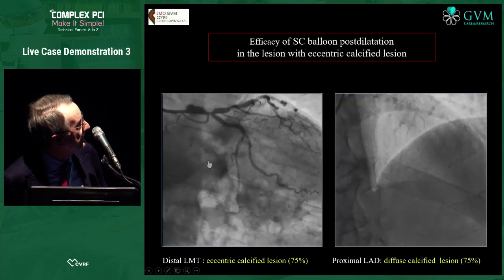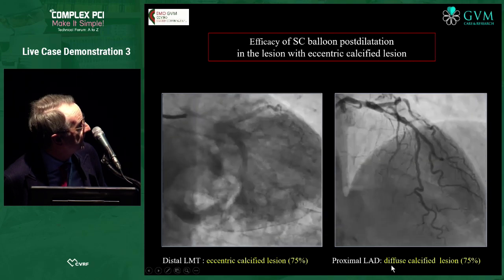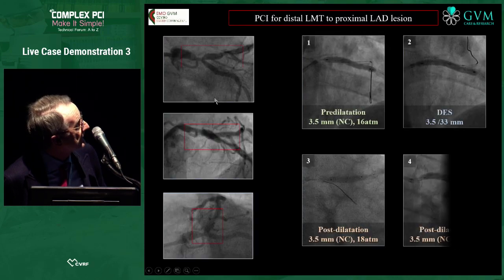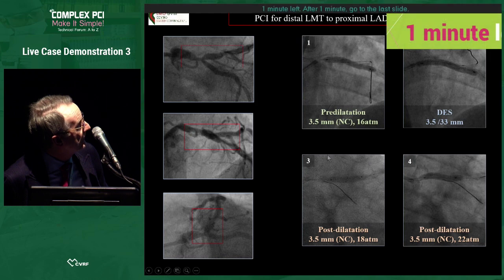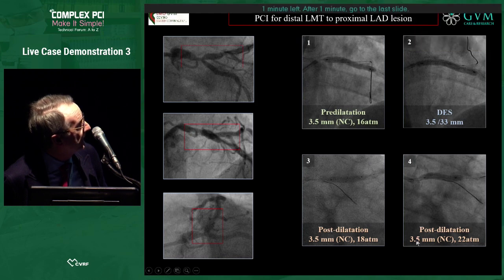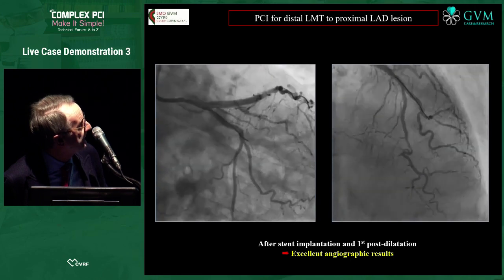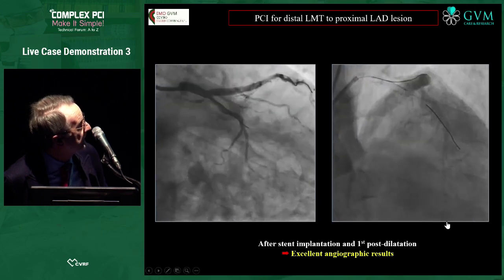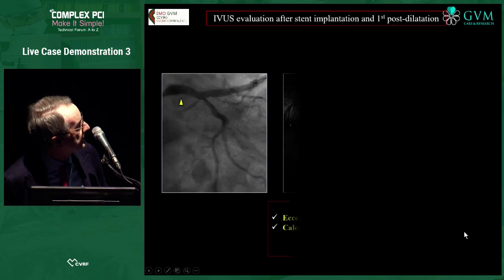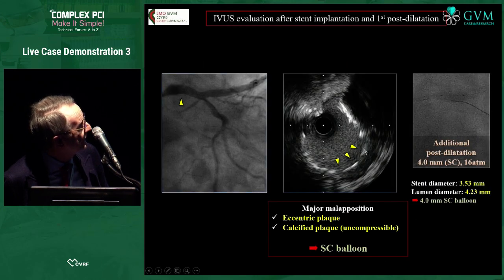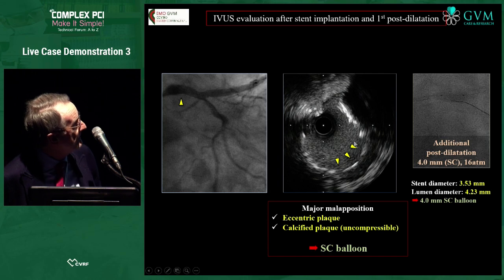This is not a drawing, it's a real case. Distal left main eccentric calcific lesion dilated with a non-compliant balloon, post-dilated at high pressure, 22 atmospheres, which looks like a good balloon expansion. The angiographic result looks quite good. Nevertheless, you see that there is a clear malapposition in the proximal part of the left main.